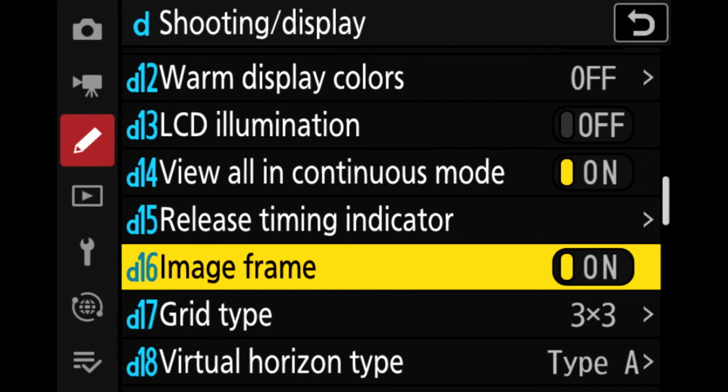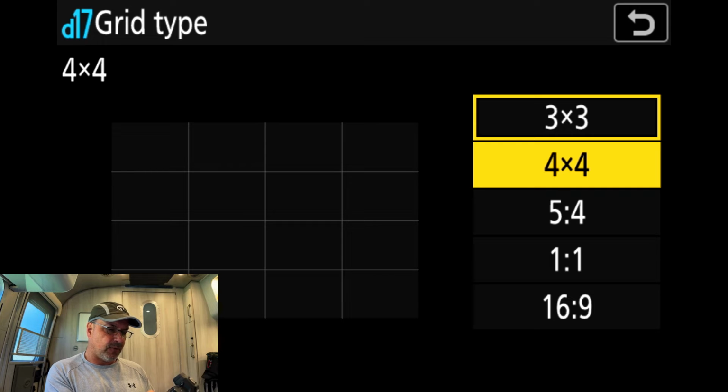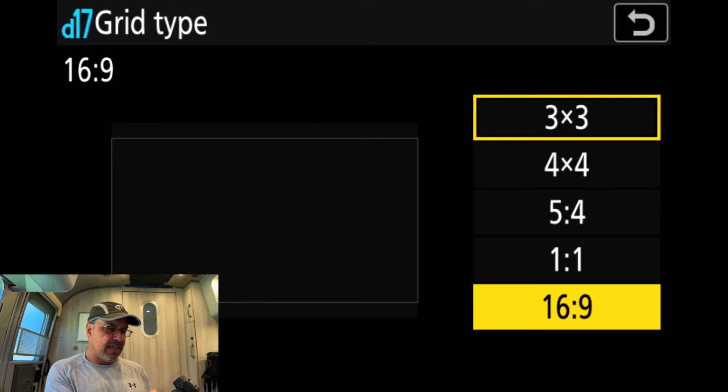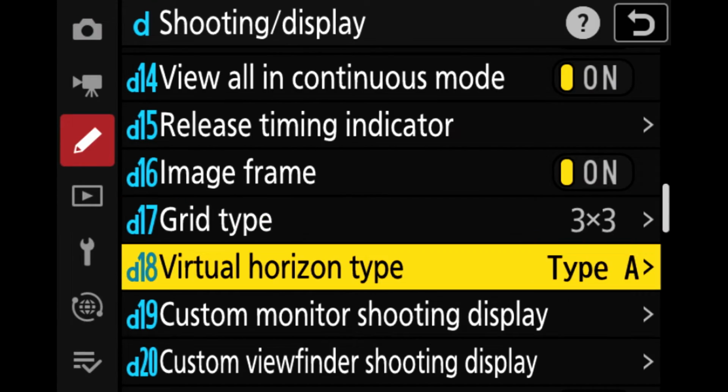Image frame is on. That's the little outline around the viewfinder. I like that on. I think it looks cool. Grid type. I like a 3x3. I'm kind of a traditionalist, so I'll go with the rule of thirds grid. But if you want to go crazy, you can go 4x4 or 5x4 or 1:1, 16:9. Any of these can help. Sometimes you might want to change it up if you're looking for a specific ratio that you're trying to crop to, and you don't want to go to that particular crop mode. You just want to see what it looks like there. I guess you could change it, but I recommend just 3x3.